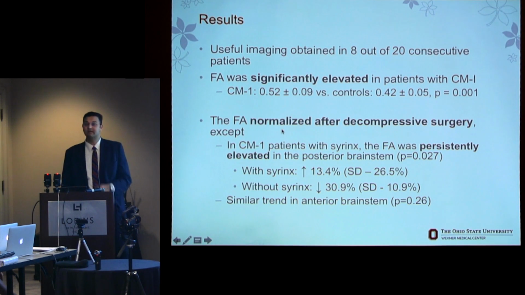The FA normalized after the posterior fossa decompression. It came back down, except in Chiari patients with syringomyelia, where FA was persistently elevated in the posterior brainstem compartment. In patients with syrinx, FA increased by 13.4%, while in patients without syrinx, it decreased by about a third, 31%. So patients with syringomyelia had persistently elevated FA in the posterior brainstem compartment, and this result was statistically significantly different.